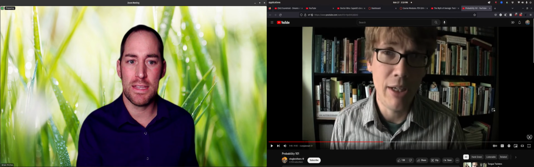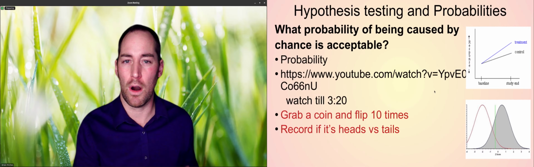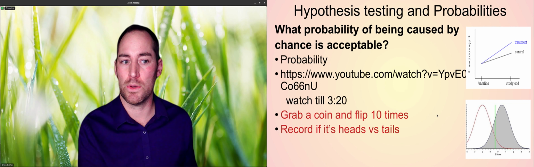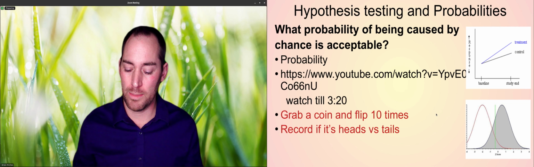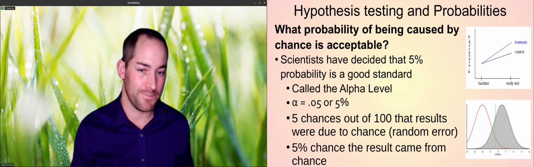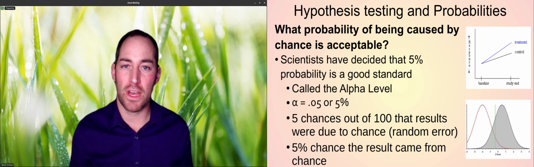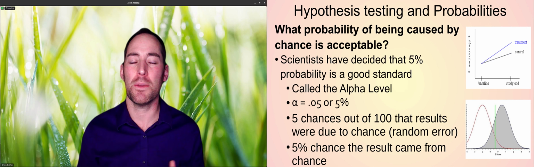Alright, so they continue on, and it's a pretty good example to go into more detail about probability, but that's as much as we really need to know for our examples here as we go to the next couple slides and talk about probability in psychological testing. So, scientists in general have decided that 5% is a pretty good standard.